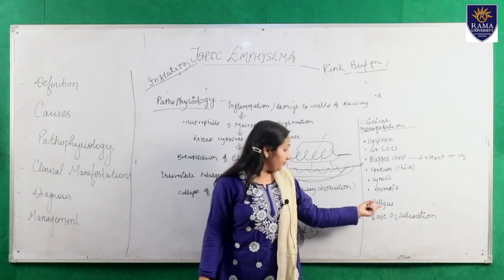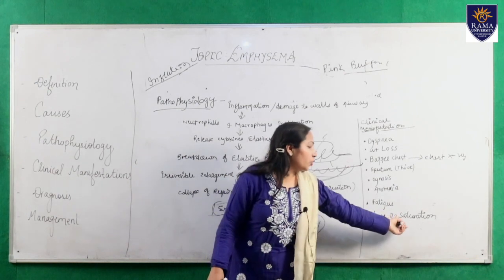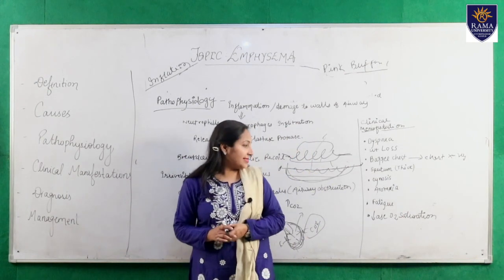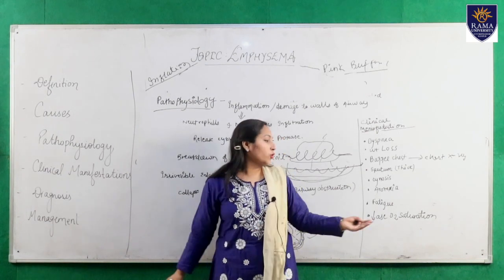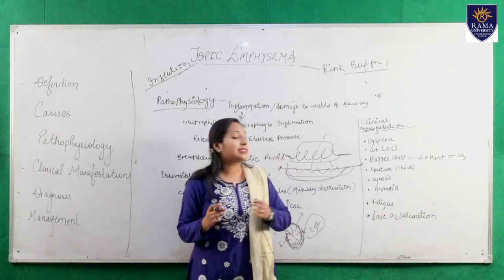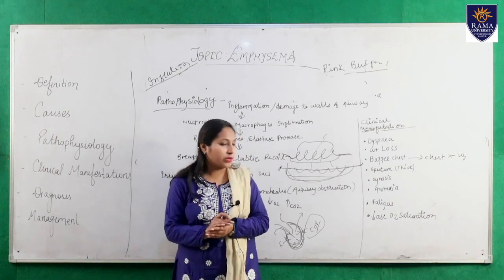Next is fatigue and also decreased O2 saturation. If we assess with the help of ABGs or O2 pulse oximetry, the O2 saturation will be decreased due to the disturbed breathing process and respiratory process.